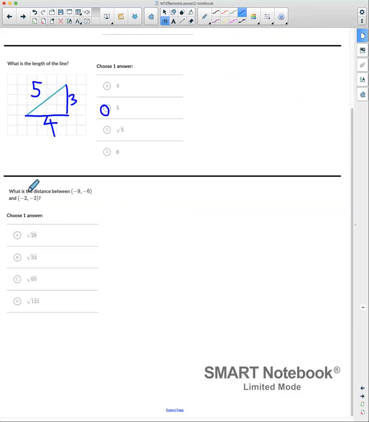All right, now this last one. What is the distance between -9, -6, and -2, -2? Well, you know that it's going to be a diagonal length, so you can just draw this out, a rough sketch. -2, -2 is in quadrant 3. And -9, -6 is even further away from the origin in quadrant 3. So I'm just going to draw that right here.